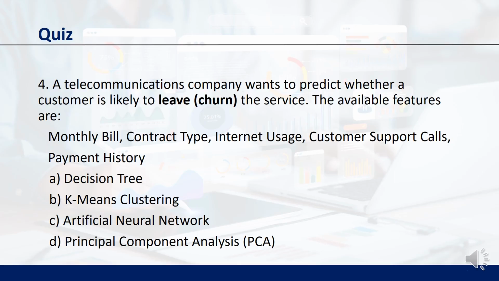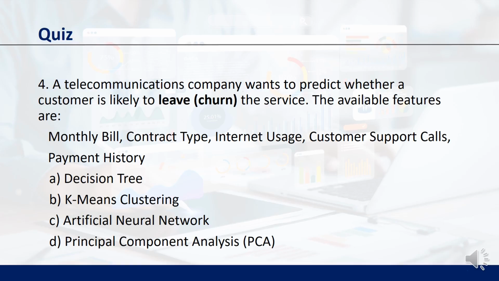The next question. A telecommunication company wants to predict whether a customer is likely to leave the service. This is commonly referred to as customer churn. The available features are monthly bill, contract type, internet usage, customer support calls, and payment history. The options are option A, decision tree, option B, K-means clustering, option C, artificial neural network, and option D, principal component analysis.